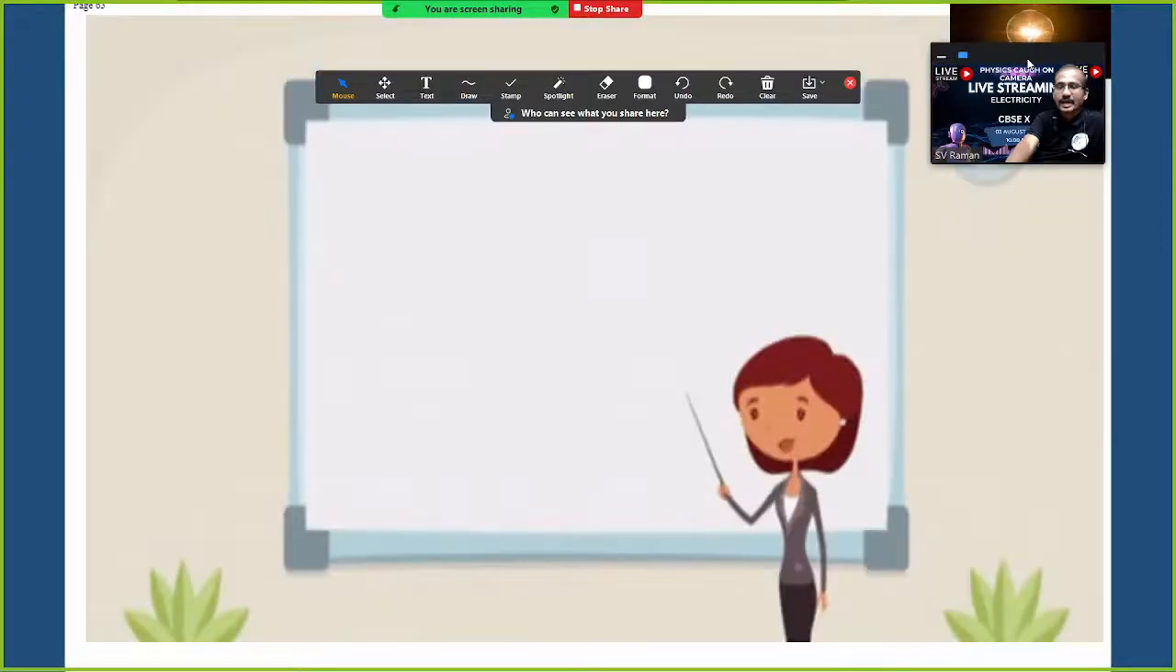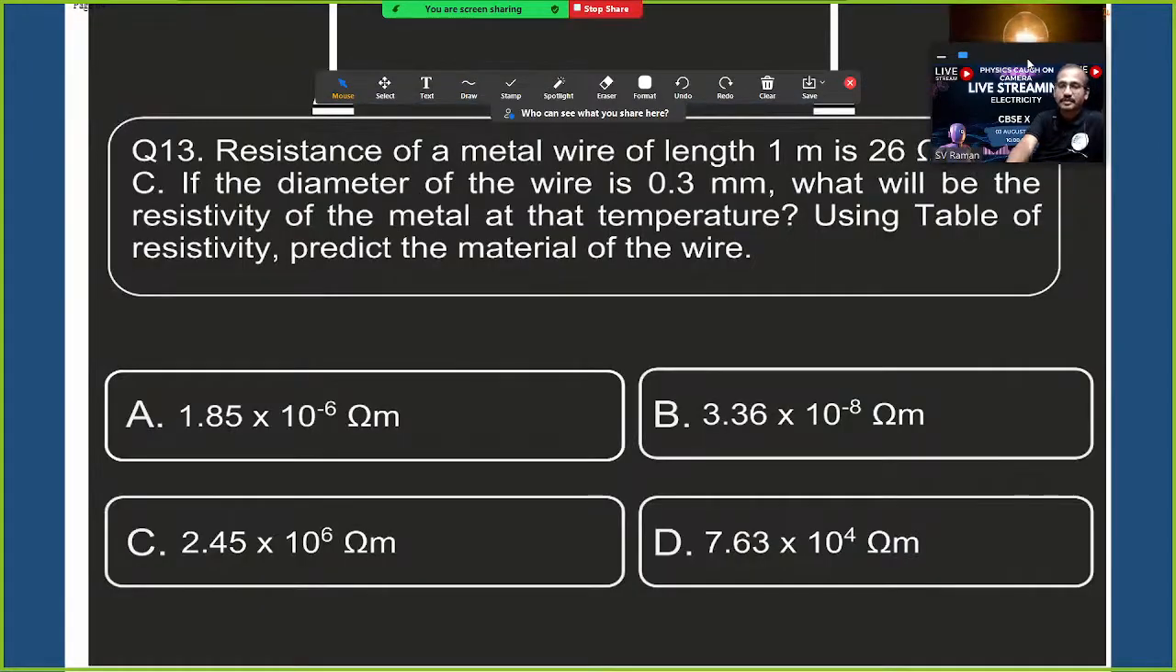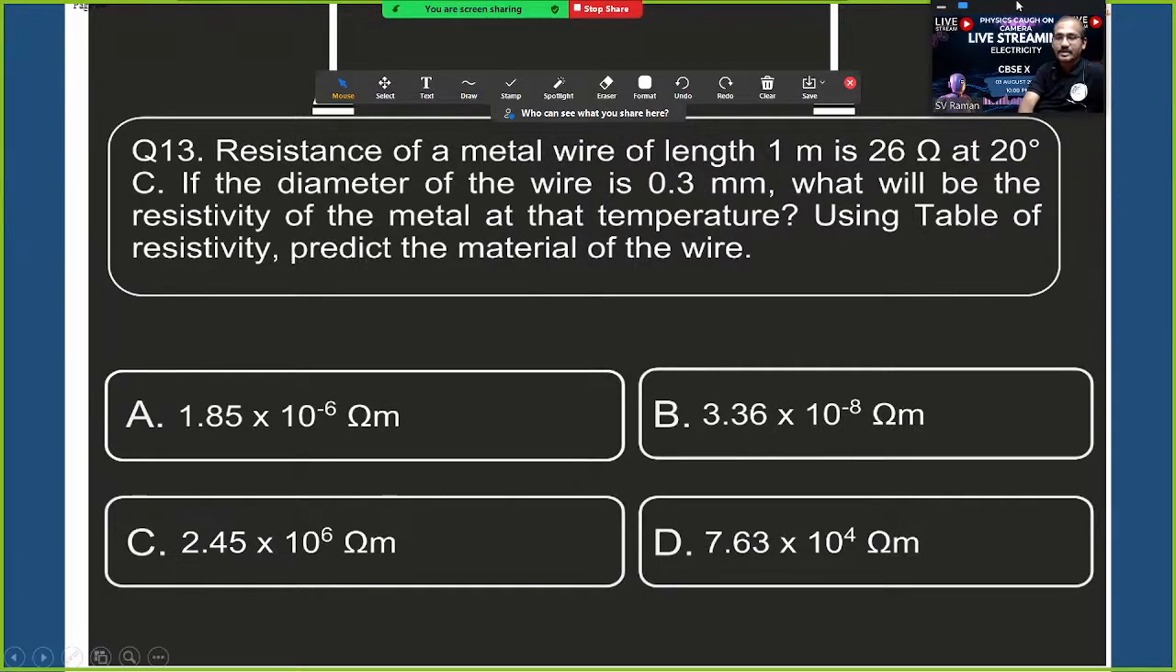Next, let me see what you have understood. What kind of numericals is the CBSE board expecting from you? We will check.